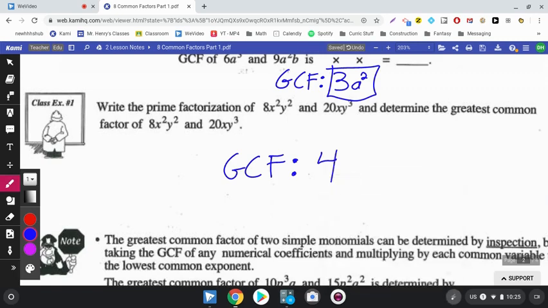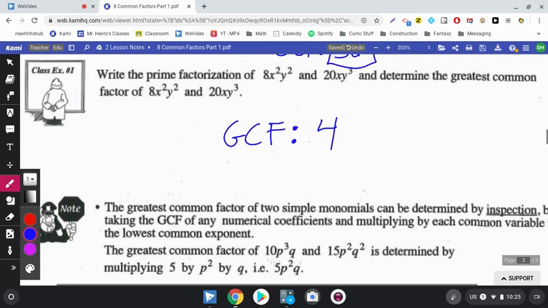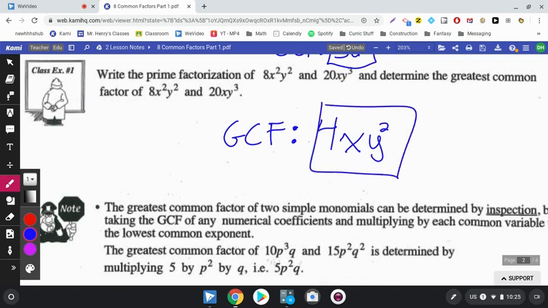Now I go to my variables. x squared and x. Well, here's the tip it actually gives us just below here. When I am looking at the variable pieces, I take the lowest degree available. So this has an x squared, this has an x to the 1. My GCF would just be that lowest exponent, x to the 1, because all of them would contain at least x to the 1. Same thing with the y's. y squared, y to the 3. The lowest one is y squared. Both pieces at least contain a y squared. This one contains a little bit more. And there you go. There's your GCF.